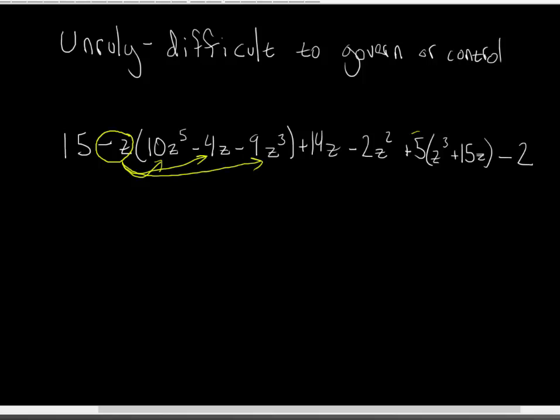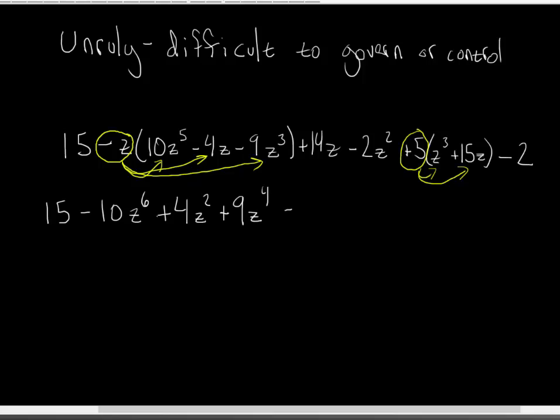And then I've got a distribution over here, positive 5. I'm going to distribute that to every term inside this parenthesis. Did nothing to the 15, so that comes straight down. Now negative z times 10z to the 5th. Remember the exponents worksheet. This is now negative 10z raised to the 6th power. Negative times negative makes positive, so that's plus 4 times z is 4z squared. Minus times minus is a positive again.